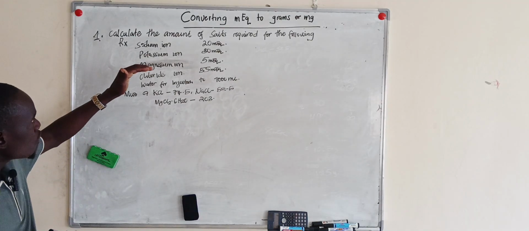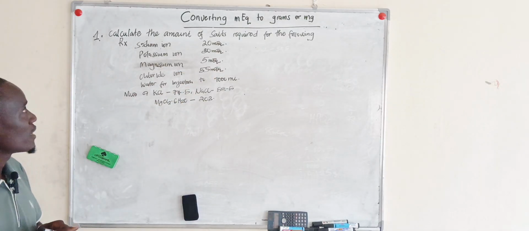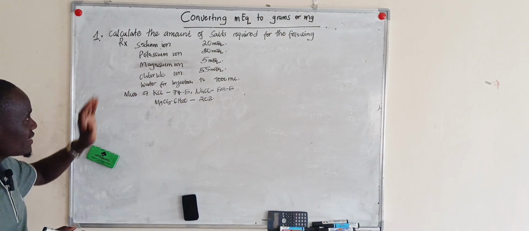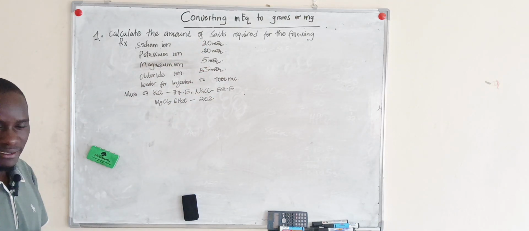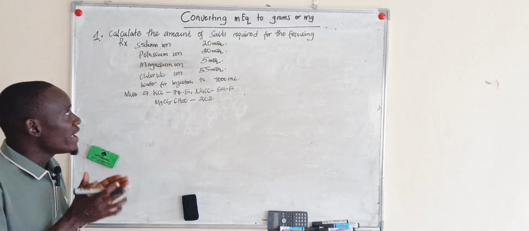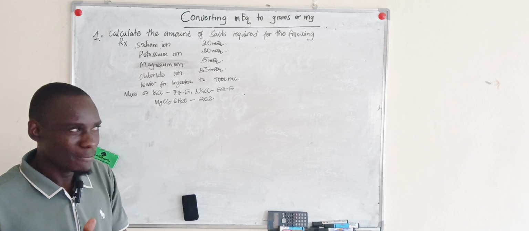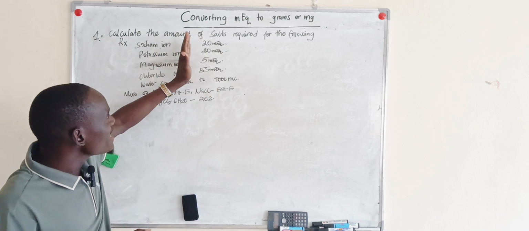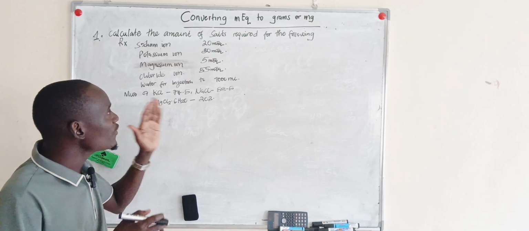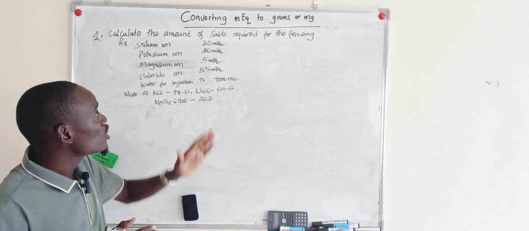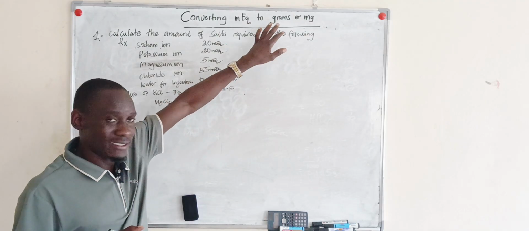So, before us is the question: calculate the amount of salts required for the following. They have provided us the ions and the molecular weight of each of these ions. So, every time we are required to convert from milliequivalents to grams, remember, milliequivalents are not weighable quantities. So we have to labor at all times to convert them into weighable quantities of mass.